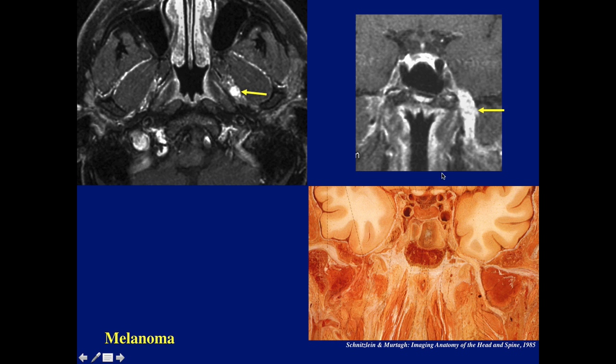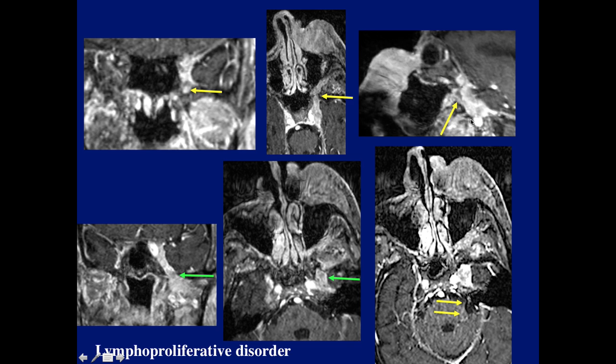And this was, again, a melanoma that spread perineurally to involve the mandibular nerve. And do you remember I showed this case before of the lymphoproliferative disorder? Here's the enlarged mandibular nerve with all this abnormal tissue in the subtemporal region. And here again is the mandibular nerve to the foramen ovale seen on the axial plane.